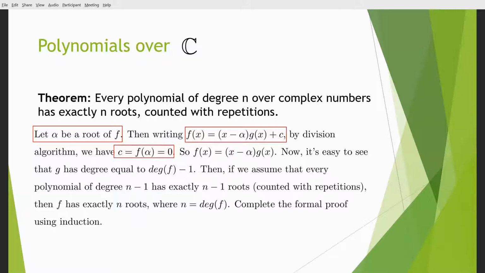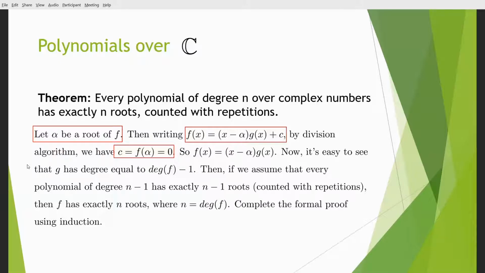Then f of x will be 0 if and only if x minus alpha times g of x is equal to 0. That is true if and only if x minus alpha equals 0 or g of x equals 0. Now, counted with repetitions, g has exactly n minus 1 roots and x minus alpha has exactly 1 root. So that gives you a total of n roots for f, correct? Okay, so that basically is the induction step, and it is true. Whenever it is true for n minus 1, it is true for n.